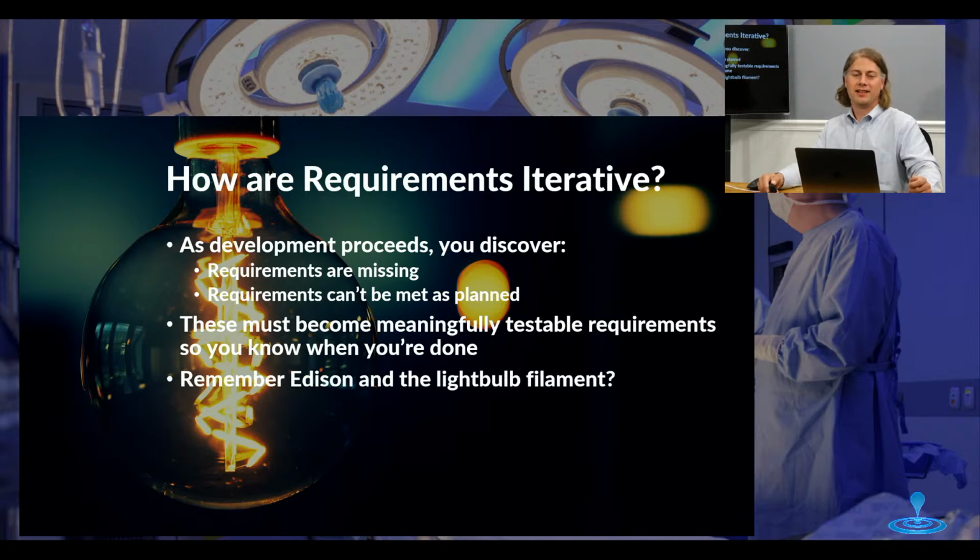Remember Edison and his light bulb filament? I tried 4,000 things that don't work. He actually had to get them and try them. He actually had to iterate in order to get to something that was going to make him successful.